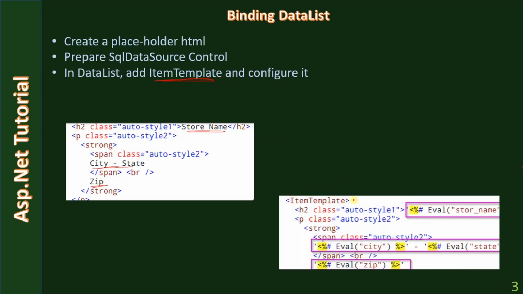So if you see, this is how we will add the item template. Then if you look at here, this is store name, and later we will replace that store name with the Eval expressions. Right? So alright, now we will go to the demo.